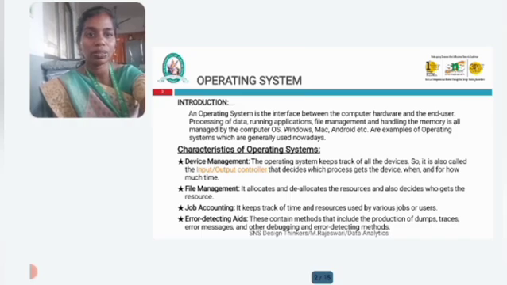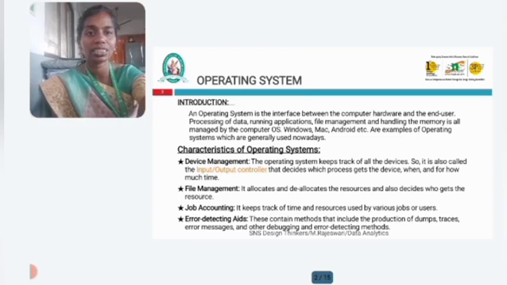Okay, so the operating system manages all the devices which are connected. Then file management. In this characteristic, the operating system allocates and deallocates the resources and also decides who gets the resources. So this is managed by file management in the operating system. Then job accounting keeps track of time and resources used by various jobs or users.